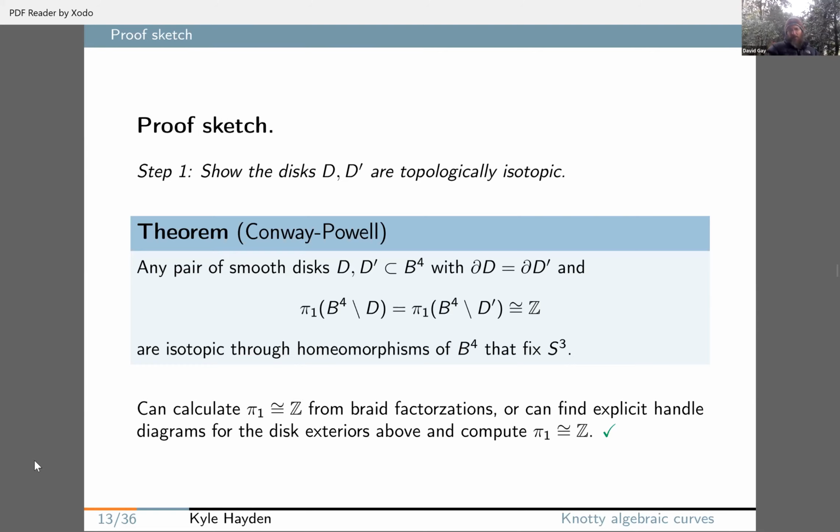So I have a question about the calculating pi 1 is Z. I'm not doubting you, but there are famous examples of exotic 4-manifolds where people got stuck because they thought they could compute pi 1 of Z, but they couldn't. So are these kind of easy computations, or are they incredibly hard? Yeah, they're incredibly easy actually.